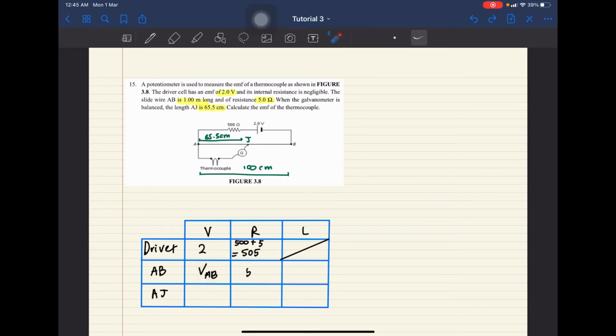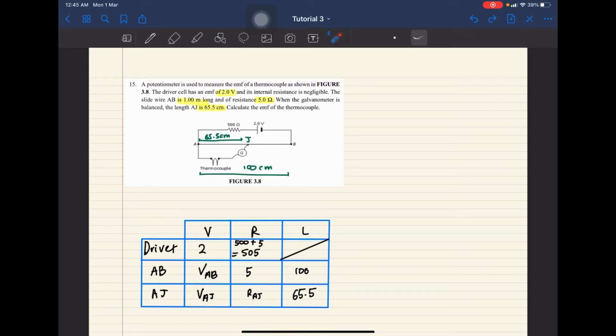Okay, the resistor from A to B will be 5 ohm. So that one is given in the question. The length is 100 cm. And then the VAJ is the one that we want to find. That is the V thermocouple. Okay, the length here is 65, given from the question as well. And the R here we don't know, so again I'm going to put it as unknown, RAJ. Okay, now you have all the values. So how am I going to solve this one? Basically I want to find VAJ.